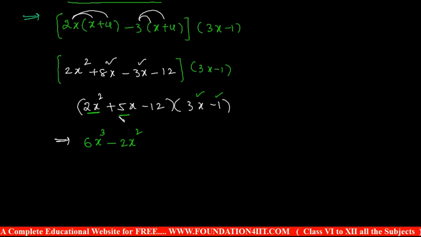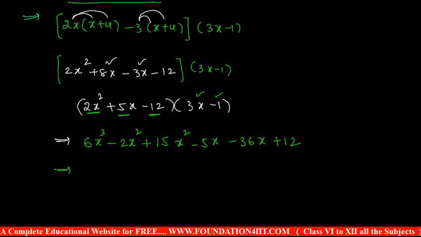Now next with plus 5x, again both the terms. 5 3s are 15, plus into plus is plus, x into x is x square. Again 5x into minus 1 is minus 5x. Next with minus 12: minus 12 into 3 is minus 36, with x there. Minus 12 into minus 1 is plus 12, since minus into minus is plus.